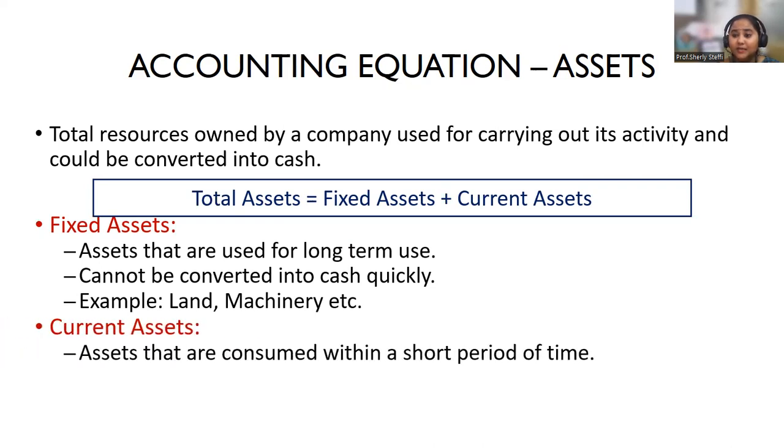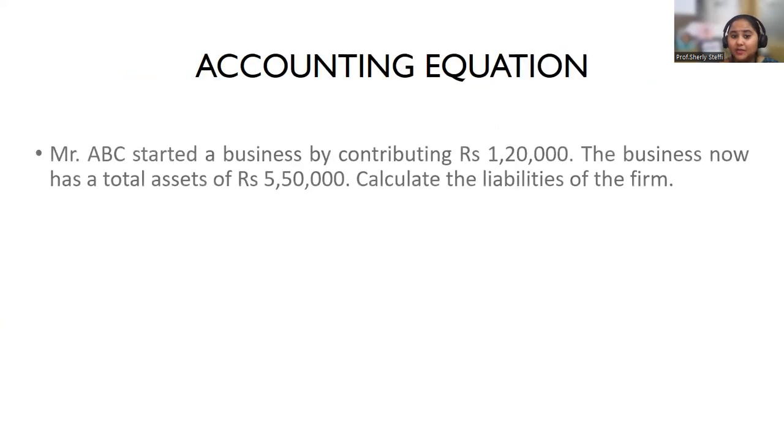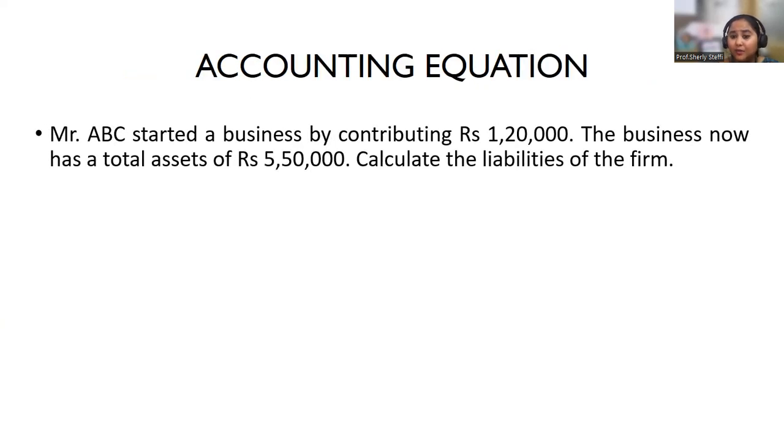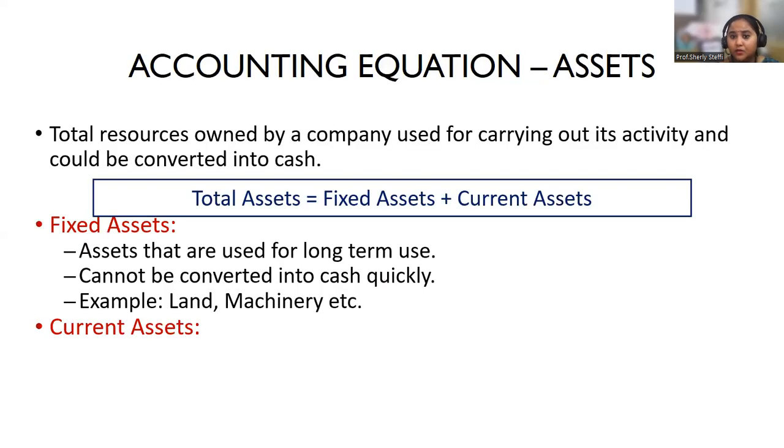What are current assets? Assets that can be consumed within a short period of time. They can be converted to cash quickly. Can you give me an example? Stock and debtors. So these are the few accounting equations which we just went through. So by this, we are completing this session.